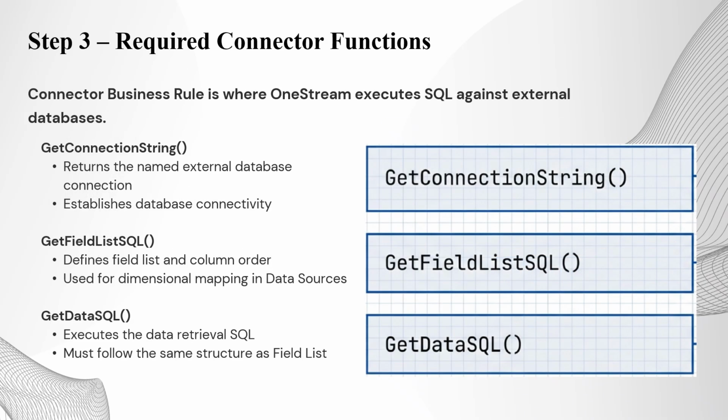Three core functions are required in every connector business rule. The first is get connection string. It identifies the external database connections. Second, get field list SQL. It defines the return fields and their order. Third, get data SQL. This executes the data retrieval SQL.